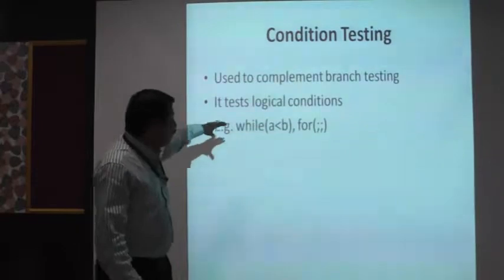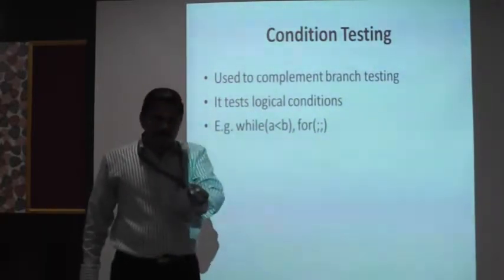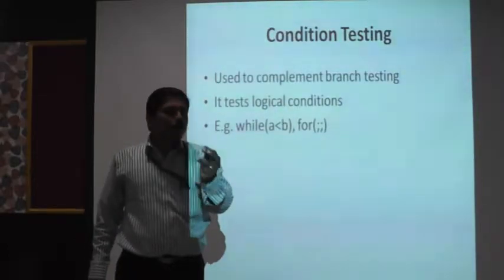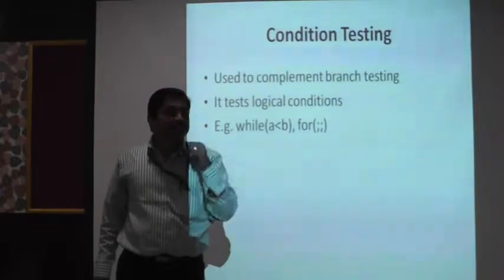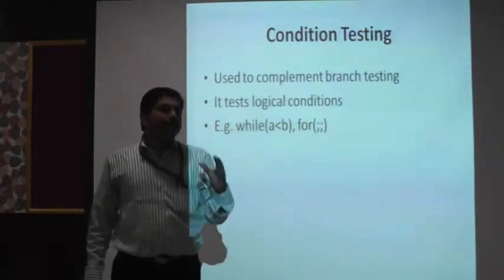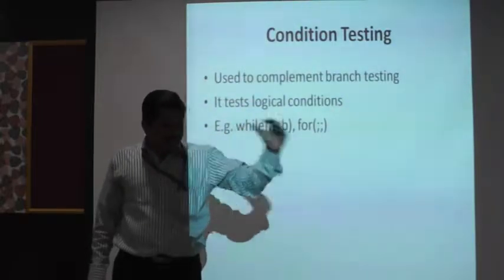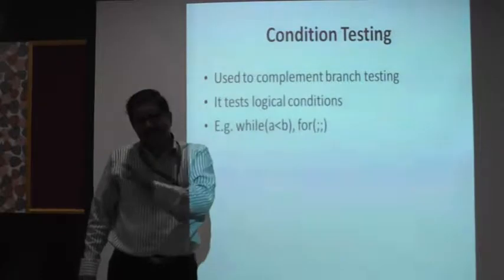In the case of a for loop or a while loop, we call it an entry criterion loop, whereas a do while loop we call an exit criterion loop. What does it mean? In an entry criterion loop, the condition is checked first and then the loop is executed. In an exit criterion loop, the loop is executed and the condition is checked at the last.